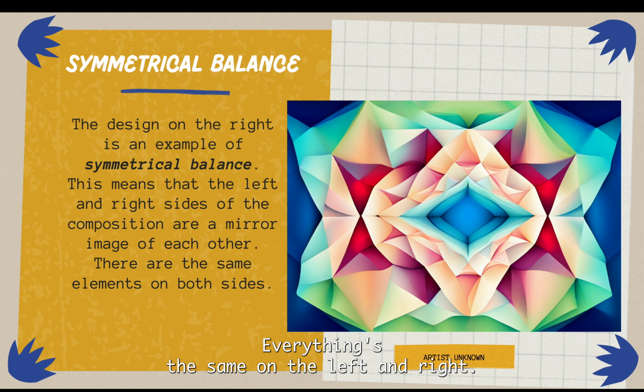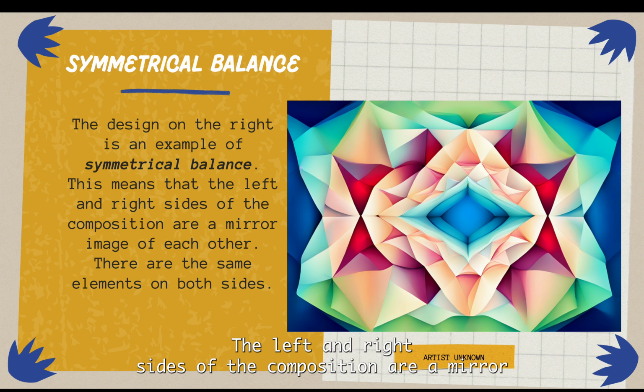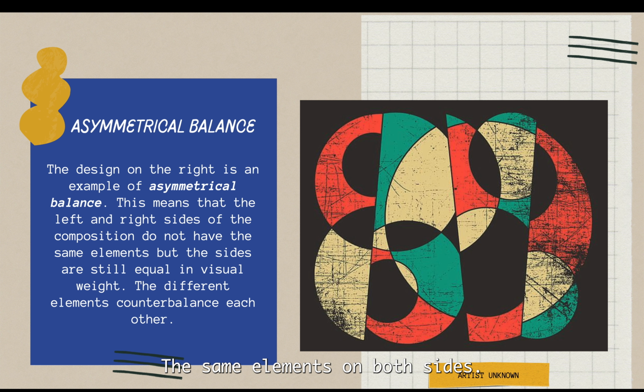So symmetrical, everything's the same on the left and the right. So this is an example of symmetrical balance. The left and right sides of the composition are a mirror image of each other. They're the same elements on both sides.